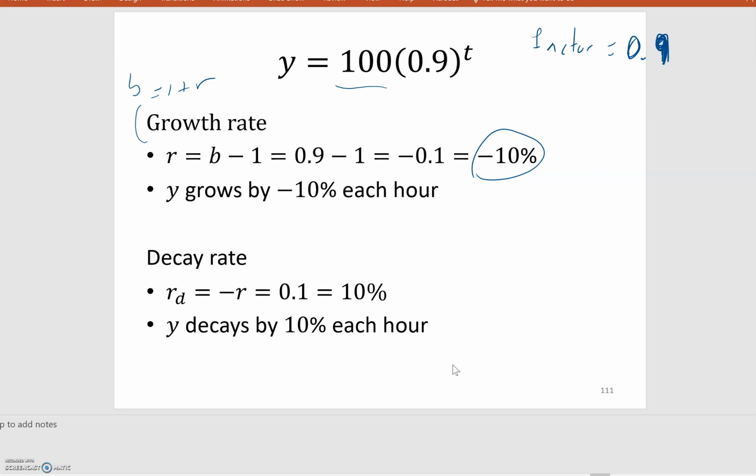All right, if we want to talk about this in terms of decay, the decay rate is just the negative of the growth rate, but since the growth rate itself is negative, that's a double negative and therefore positive. So the decay rate is a positive 10%. Now, a positive decay rate means that it is actually decaying, and therefore we decay by 10% each hour. All right, so we're going to do more examples here in the next video.